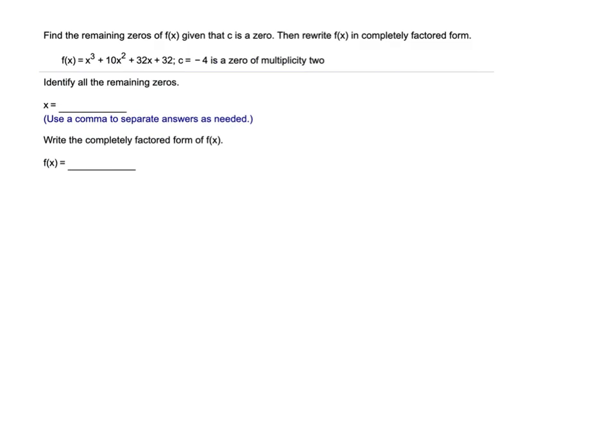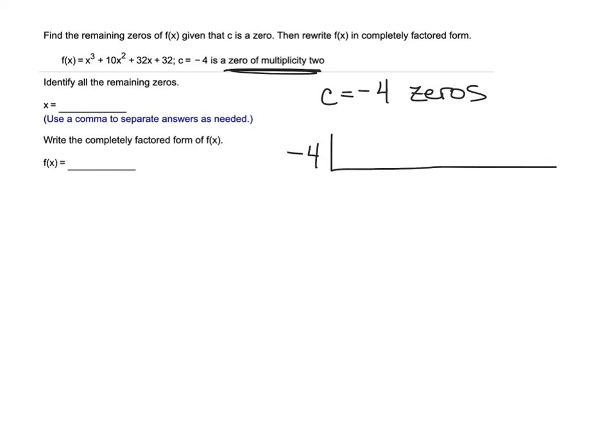Okay, this one is very similar to the previous problem, so let's work it. The only thing that's different is talking about a 0 of multiplicity 2. Okay, we know that c equals -4 is a 0. Remember, that tells us that it's a factor and it divides evenly into the function. So let's do synthetic division. Remember, we can use our 0 to divide into our function.